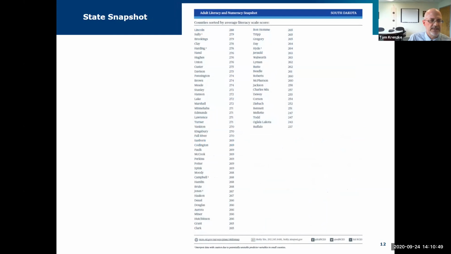On the next page of the state snapshot, counties are sorted from highest average literacy score to the lowest. The same information is provided for numeracy.